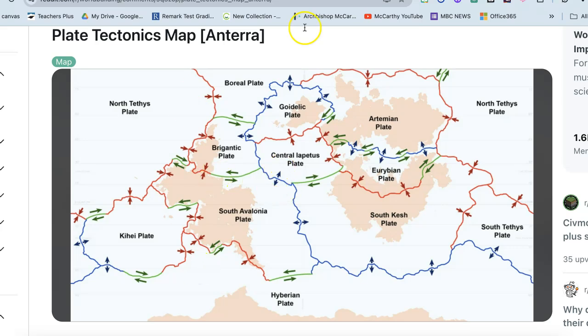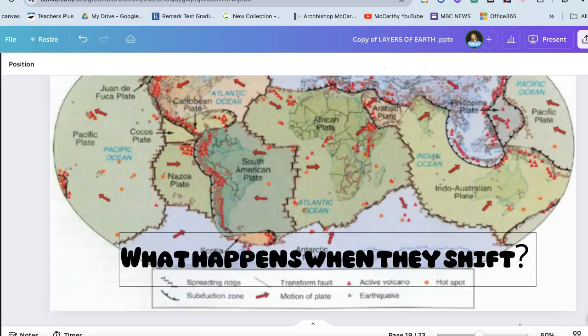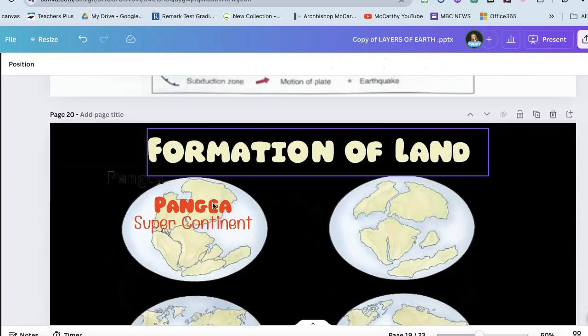Obviously, I'm not going to give you a whole map with all of these. I'll put one convergent, one divergent, one transform, and you have to answer the question based on that. That's what you're going to see on the test. All right, moving on. So what happens when these plates shift?